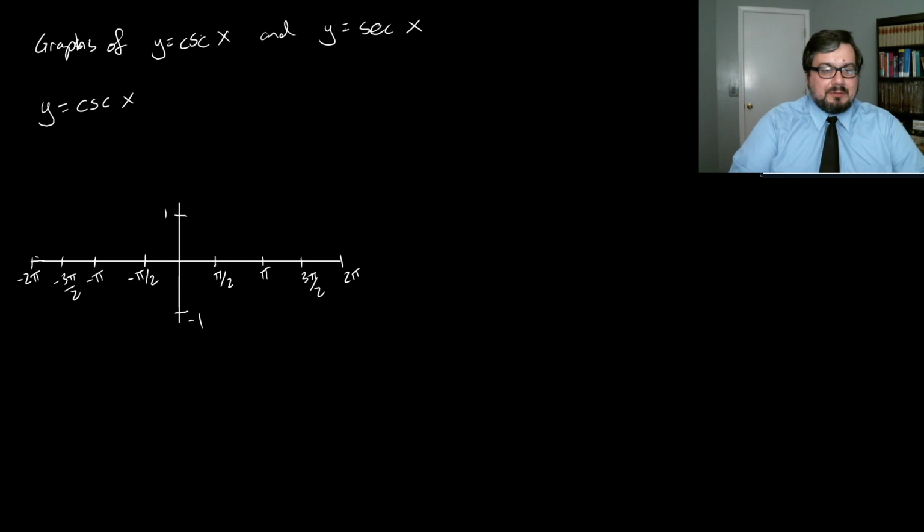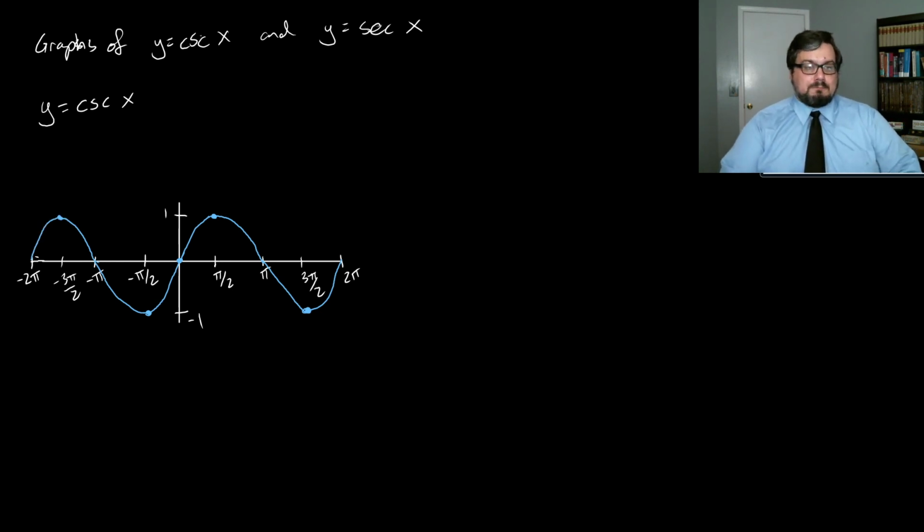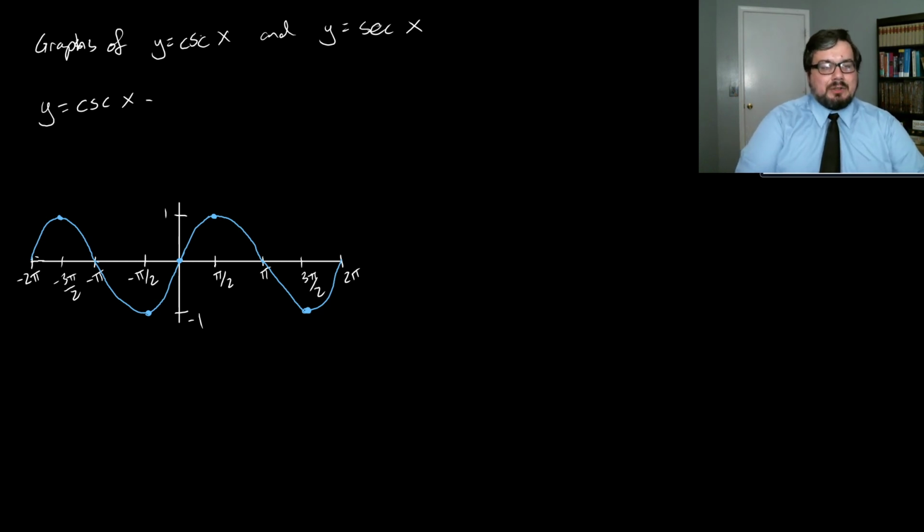And we know that the graph of sine starts at 0, goes up to 1, comes down to pi, goes down to negative 1 at 3 pi over 2, and comes up to 2 pi. Similarly, on the left, it comes down to negative pi over 2, comes up to negative pi, comes up to negative 3 pi over 2, and then down to negative 2 pi. So this is what the graph of sine looks like, and cosecant is 1 over sine.